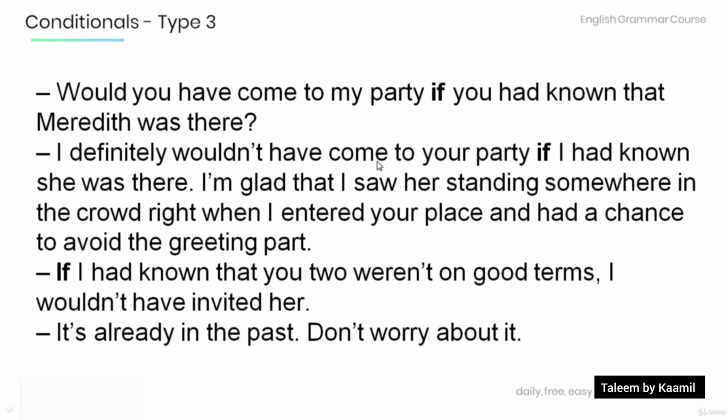Would you have come to the party if you had known that Meredith was there? I definitely wouldn't have come to your party if I had known she was there. I'm glad that I saw her standing somewhere in the crowd right when I entered your place and had a chance to avoid the greeting part. If I had known you two weren't on good terms, I wouldn't have invited her. It's already in the past. Don't worry about it.